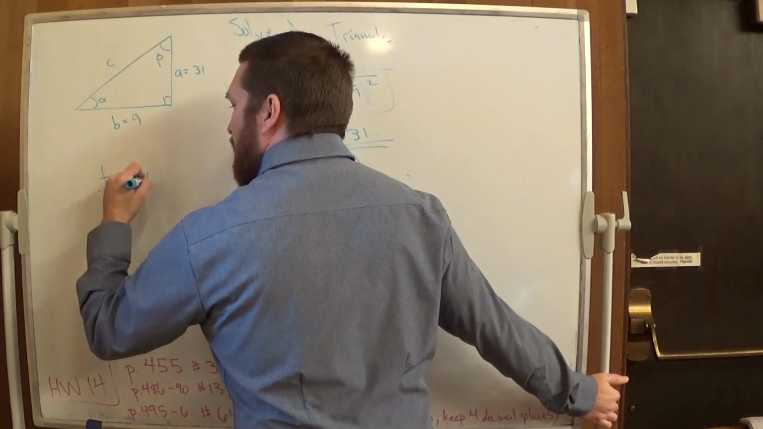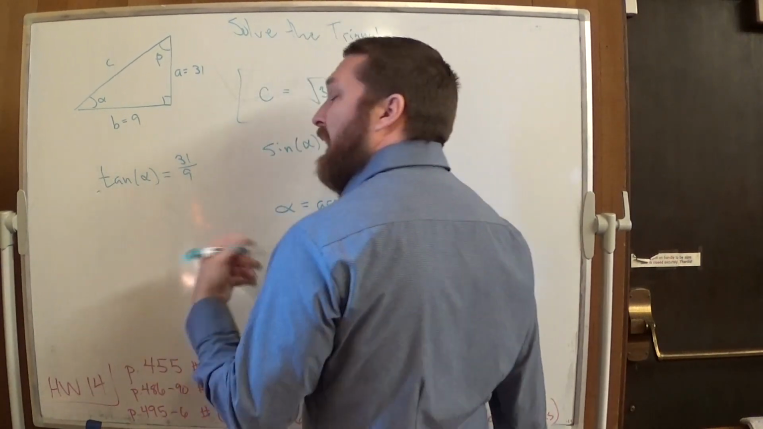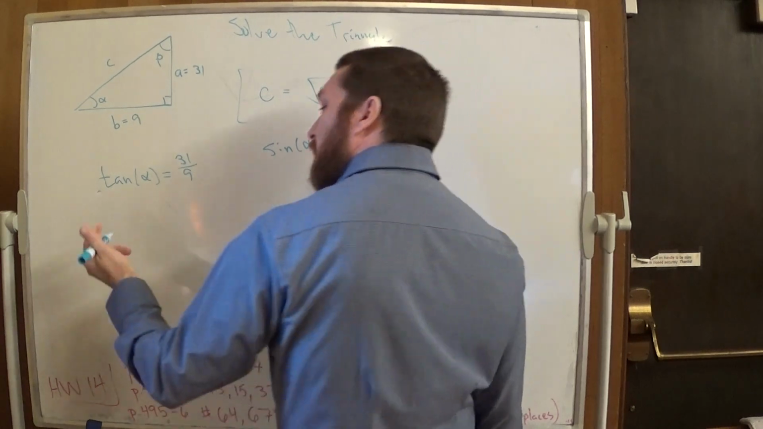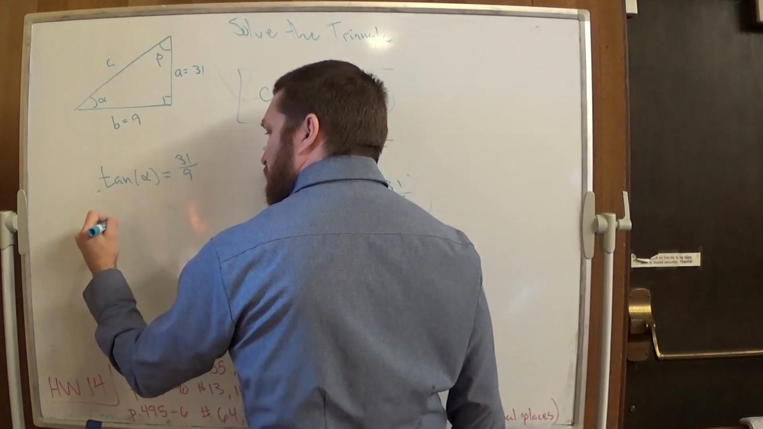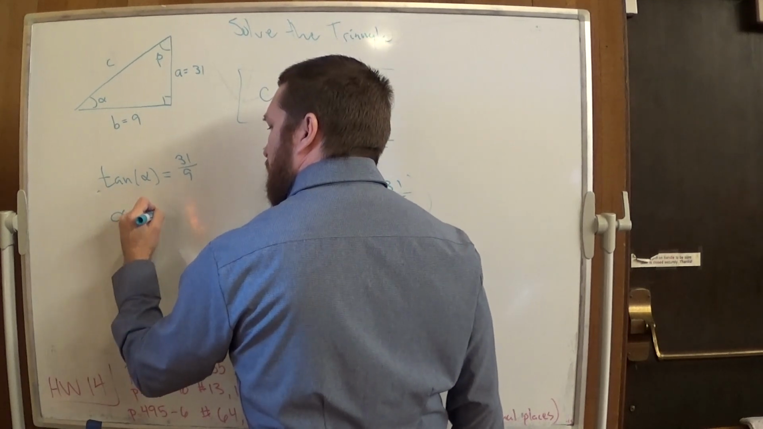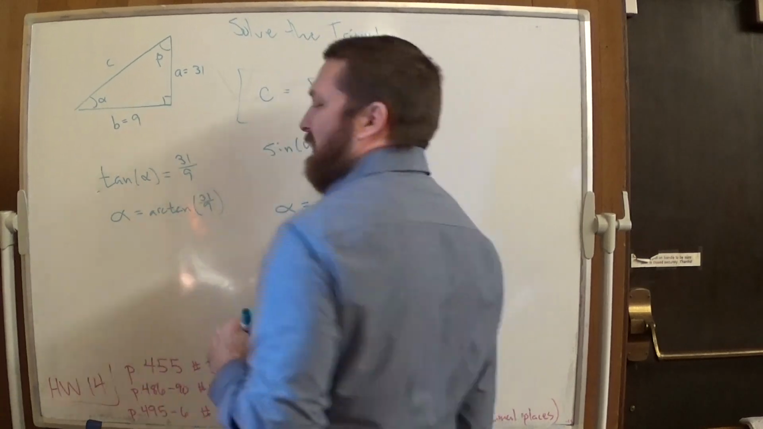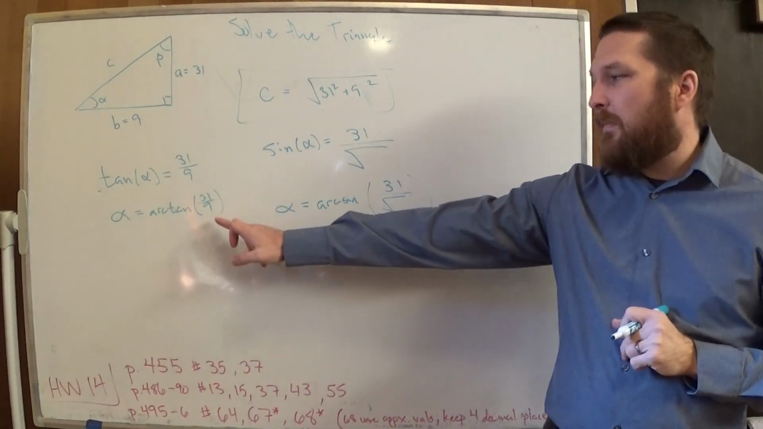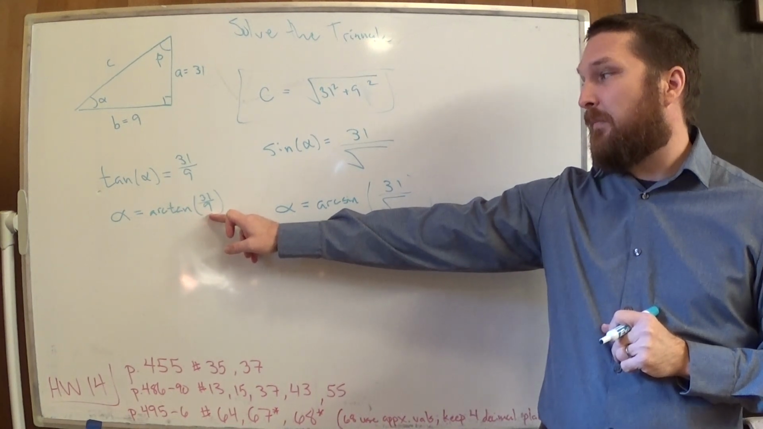That's that over that. Now what do I need to do? Arctangent. So alpha equals arctangent of 31 over 9. Now here's the nice thing about this. Do you ever have to worry about what you're plugging into arctan? It works for every single real number, no matter what.